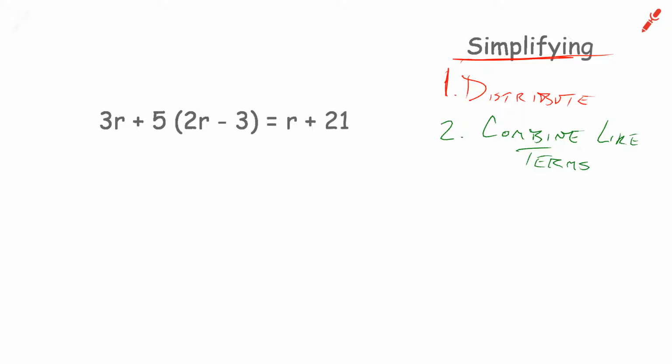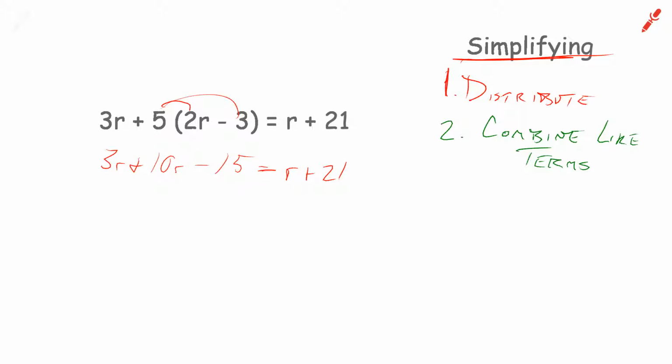Remember, we can only simplify when there are two or more variables on one side of the equation. At this point, the two or more variables are going to be on the left side of the equation. So we're going to simplify over there first, which means we distribute first. Okay, so we're going to distribute this 5 into the parentheses, and the 3r stays the same. 5 times 2r is 10r. 5 times negative 3 is negative 15, and that equals, the right side of the equation stays the same as well, r plus 21.